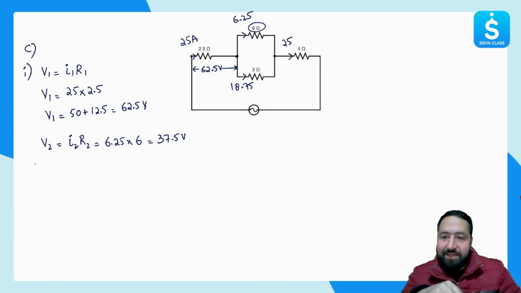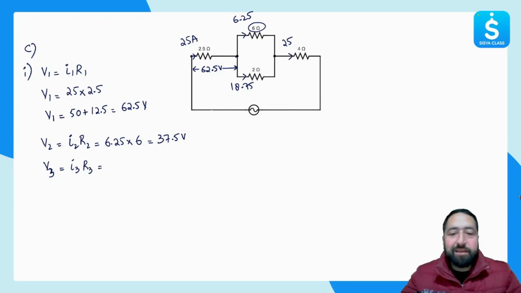But still let us prove it. Let me name this as V3, I3, R3. What is I3? It is 18.75. What is R3? It is 2. Got it? So now when we multiply it, it comes out to be 37.5 volts. Isn't it the same? Yes, because they are connected in parallel.